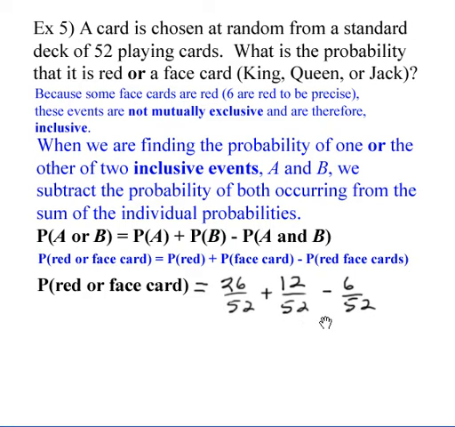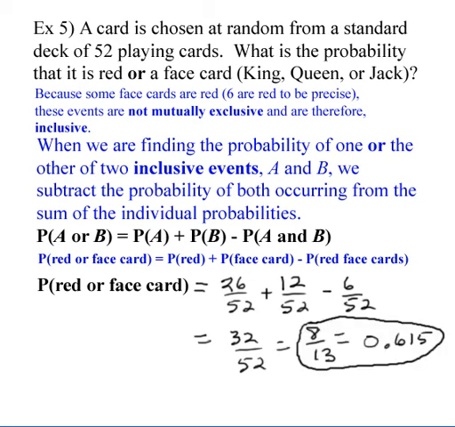And then we need to subtract the 6 cards that are both red and face cards. So for the probability of drawing a red face card, there are 6 of those out of 52 cards in total. So when we do this, 26 plus 12 minus 6 is 32 over 52. And when we reduce, we have an 8 out of 13 chance, 0.615 or 61.5%, that the one card we take from the deck is either red or a face card.